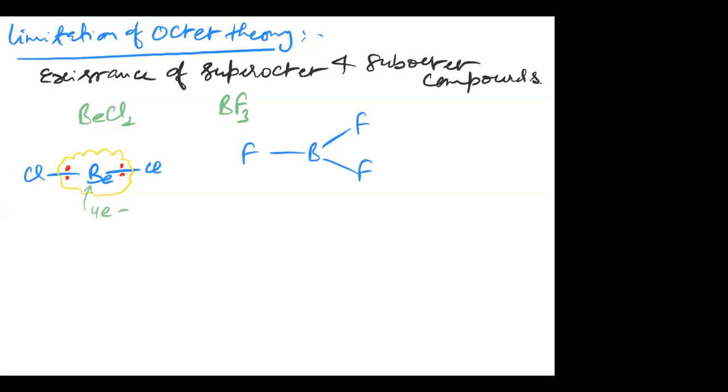In the case of BF3 also, let's say we have 3 electrons present in the valence shell of boron and 3 get shared with fluorine. So as far as the total number of electrons is concerned, here in BF3 we have 6 electrons. So we have the existence of superoctet and suboctet compounds, including, let's say, BeCl2 and BF3.